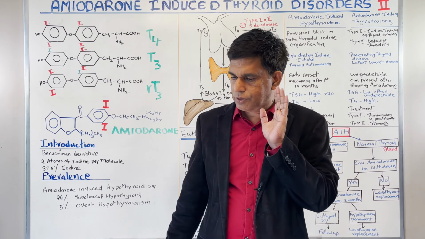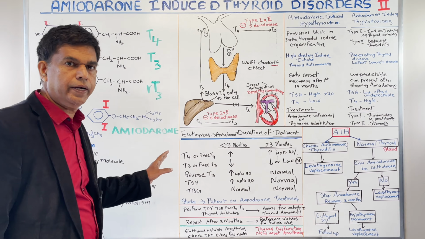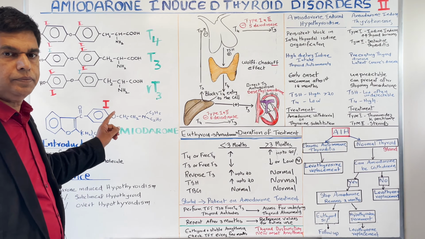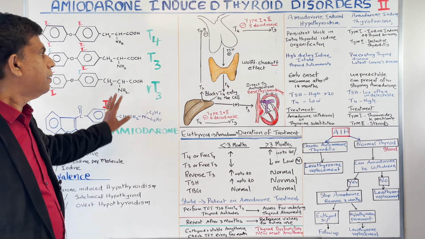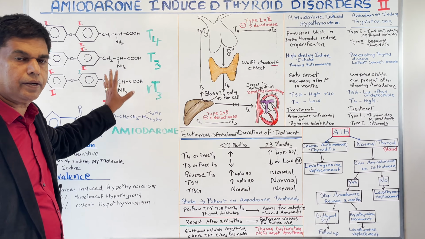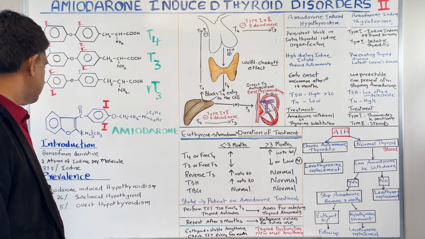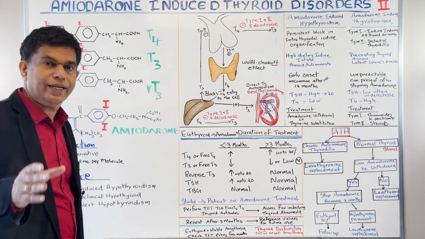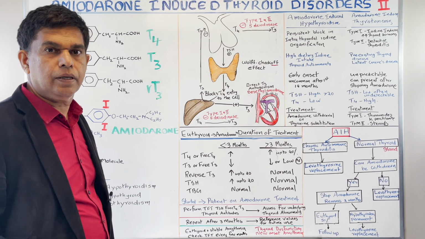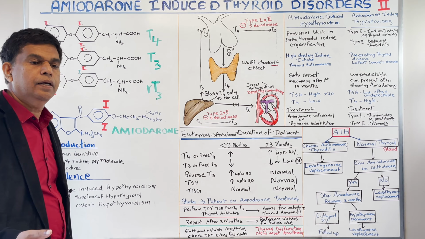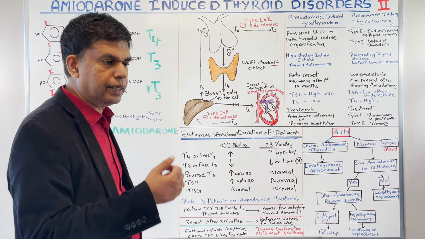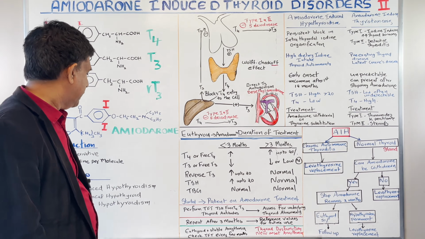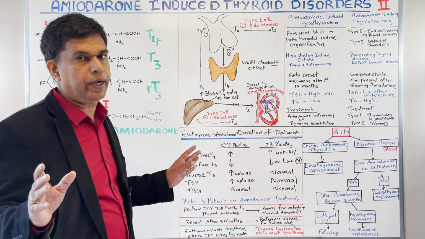Now let's take a step back and look at our beautiful whiteboard right here and go over some of the main things. Remember, amiodarone has 2 atoms of iodine attached, pretty much similar to T4 and T3, and that's what the effect is. It is 37.5% iodine by weight. So if you have, let's say, 200 milligrams, 75 milligrams is iodine. Just remember that. And then 5% can go into overt hypothyroidism.